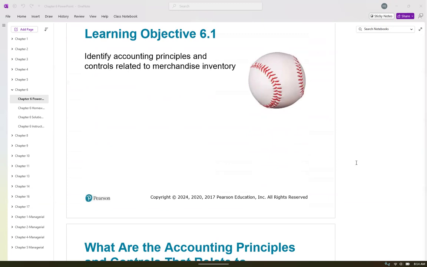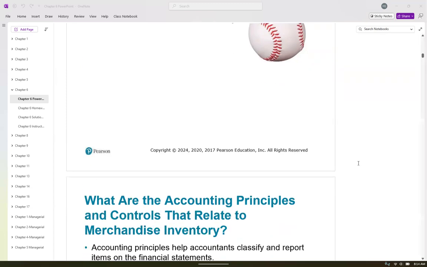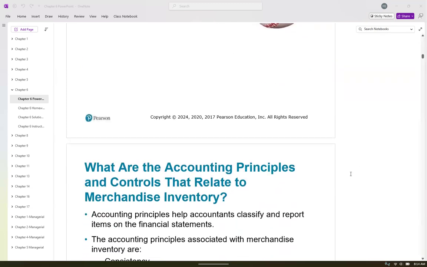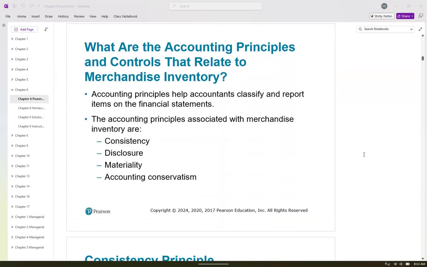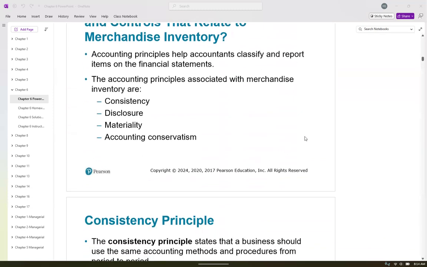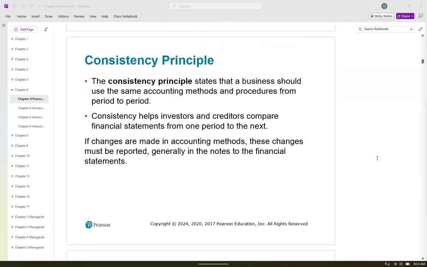So, a couple of things that we need to think about when we think about merchandise inventory. Remember, it's an asset. It is a current asset, okay? Because we plan on selling all that inventory within the coming year, okay? So, I have a couple of things that relate to inventory: consistency, disclosure, materiality, and accounting conservatism. So, let's jump here to consistency.